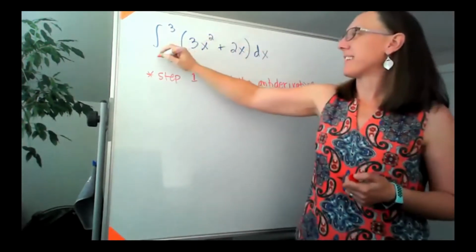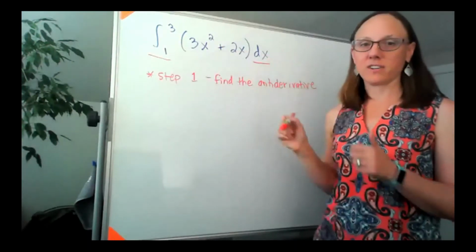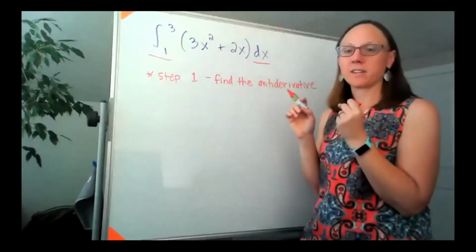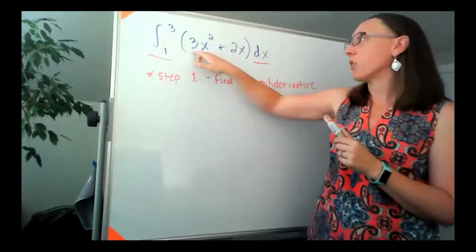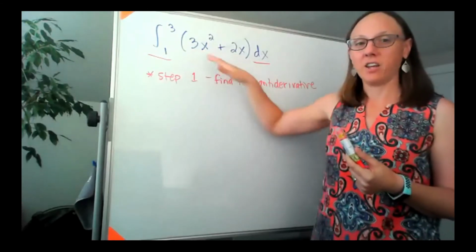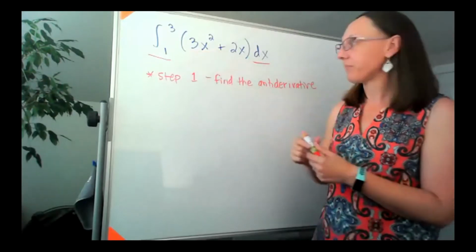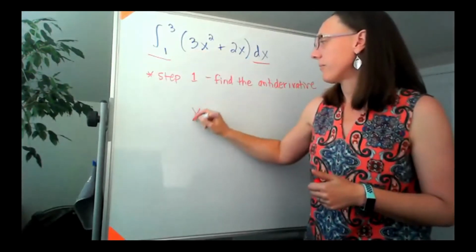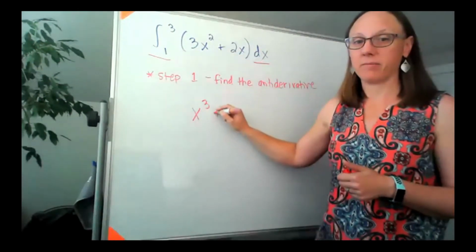So it's kind of like this integration symbol and the dx part are saying, look what's in between us. Whose derivative is that? So if I'm looking at 3x squared plus 2x and I'm saying whose derivative is that? Well, this is the derivative of x cubed. And 2x is the derivative of x squared.